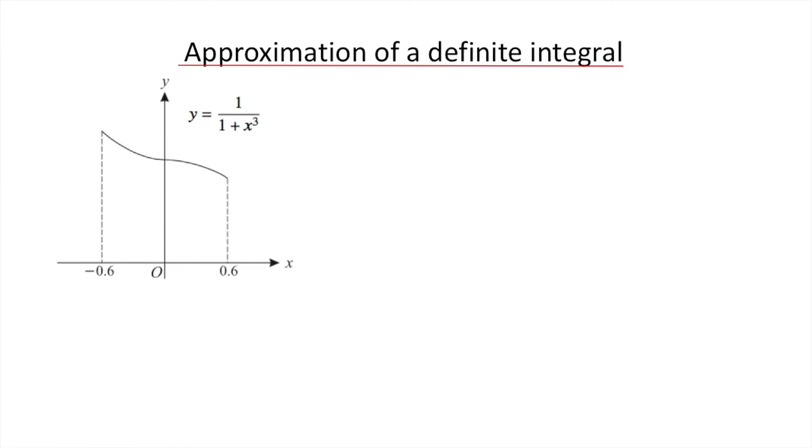So here's a new function, y equals 1 over (1 plus x cubed), and I want to find the area bound by the curve, the lines x equals negative 0.6, positive 0.6, and the x-axis. If we know how to integrate this function, then we can use this method. Otherwise, we can approximate by drawing straight lines to create trapeziums on the curve.